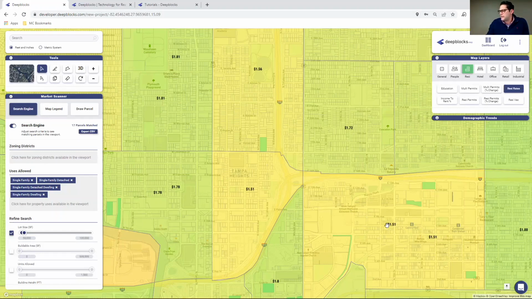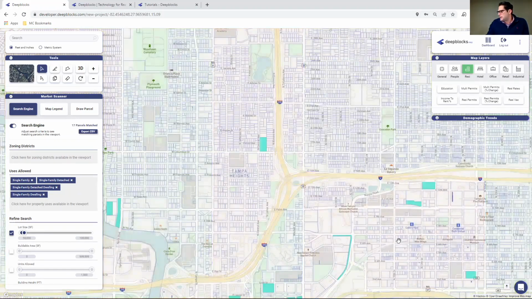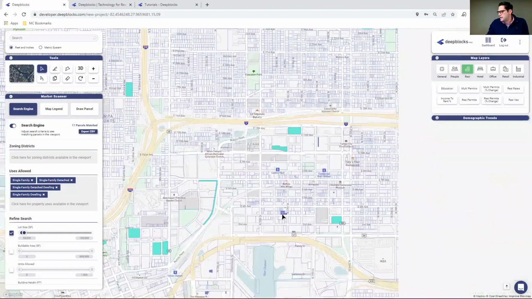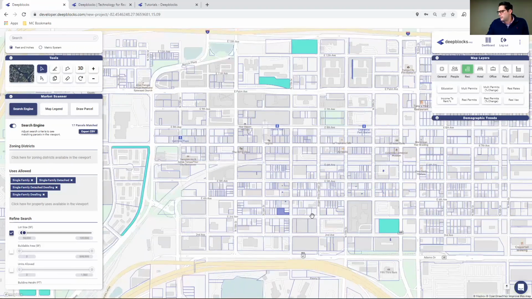So we're looking at about $1.51 per square foot. Over here is about $1.80. So just to give you a good little understanding. I'm going to zoom in on this one particular parcel down below here and see if this makes sense. So we're going to continue to zoom in, to get more of a micro level view.